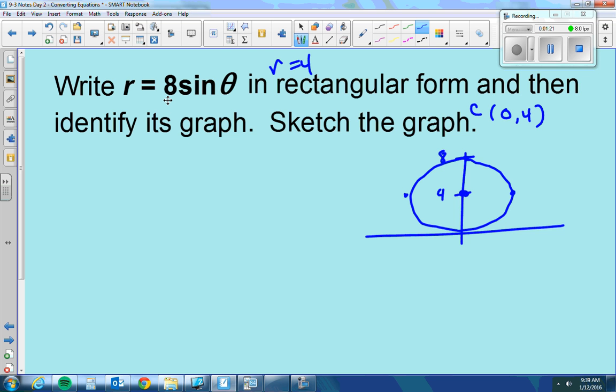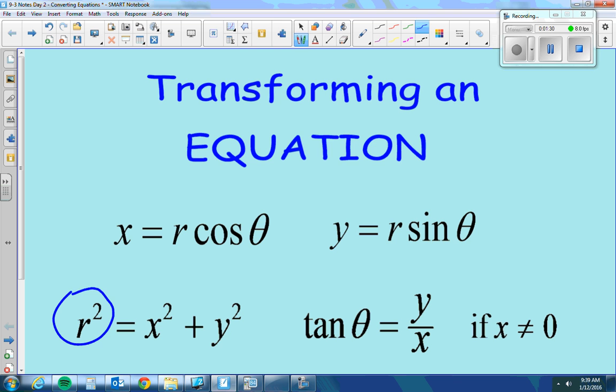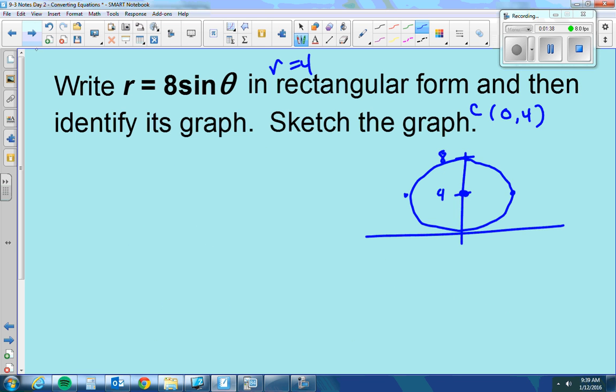Now, we need to get this to be rectangular form. That's our goal. Here's the deal. You have these equations, and when you get r squared, you're going to replace r squared with this. Really, your focus in this problem needs to be that you have sine, you don't have r times sine, and you need that. So I'm going to multiply both sides of the equation by r, because the right side becomes 8 times r sine of theta, and r sine of theta is the same as y. And it turns out I get r squared on this side, and r squared gets replaced with x squared plus y squared.